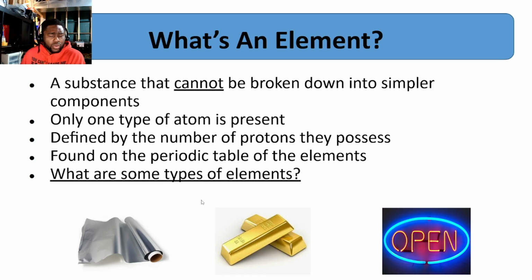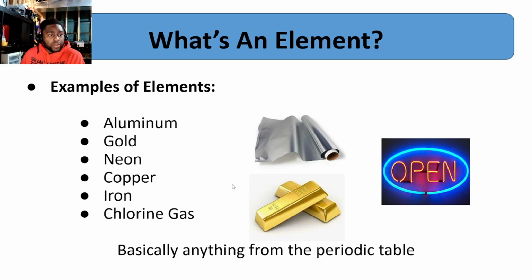So most of you can probably think of a couple of them. So we have tinfoil or aluminum foil. Here looks like gold. And then we have neon lights, and neon is a noble gas, and various other gases give off different colors when current or charges are run through them. So again, different examples of elements. We have aluminum, gold, neon, copper, iron, and chlorine gas. Basically anything on the periodic table.